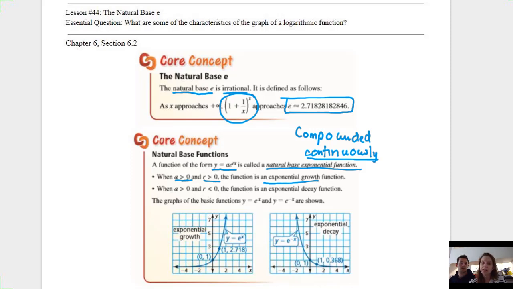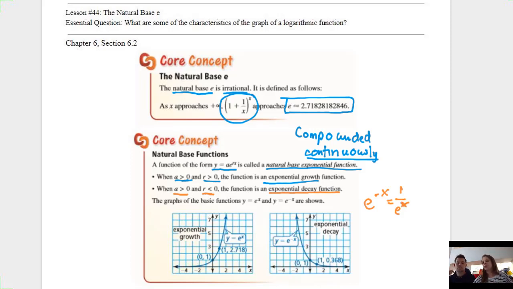But in exponential decay, a is still greater than 0, so you're still starting with a positive initial amount. And now the r value is negative, so that exponent, r times t, is going to be negative. And so that's really 1 over 2.7 and so on. So it's a negative exponent. If it's e to the negative x, that's the same thing as 1 over e to the x, which means this is a decay function.